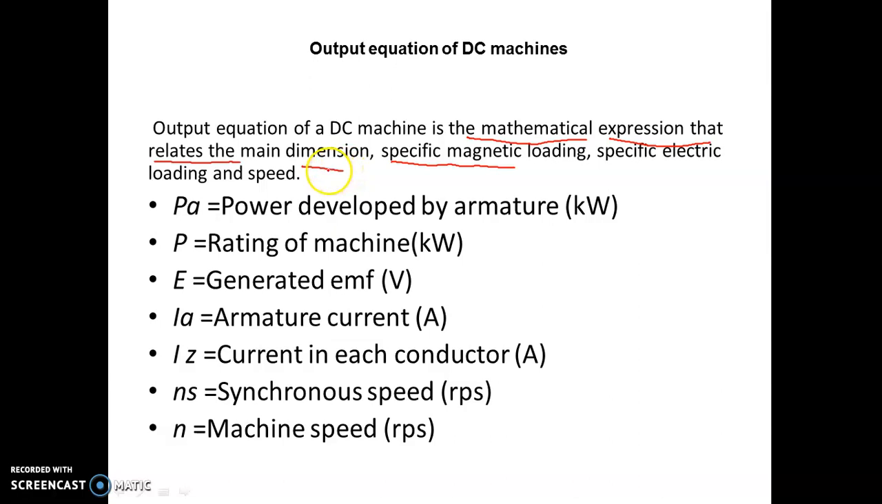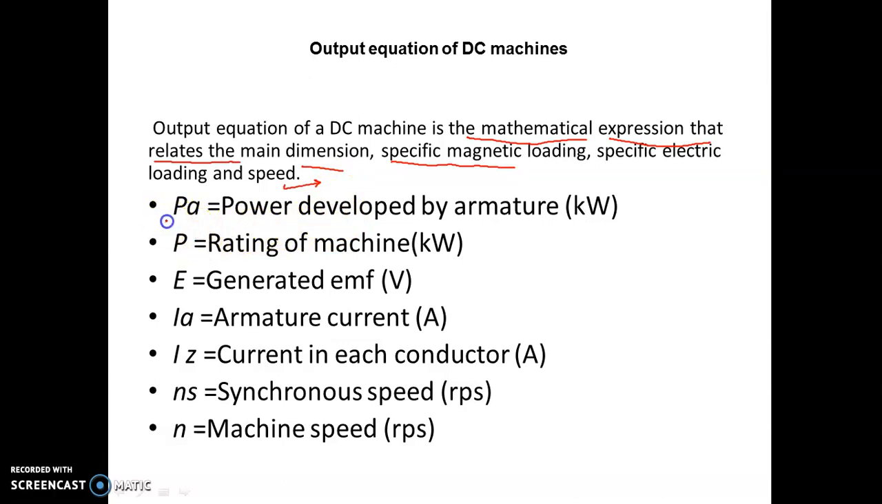It is a mathematical relation that will mainly focus on magnetic loading, meaning how much flux we are getting, and a specific electric loading, meaning how much current we can take from the machine, at what speed, and what will be the speed constant for that machine.